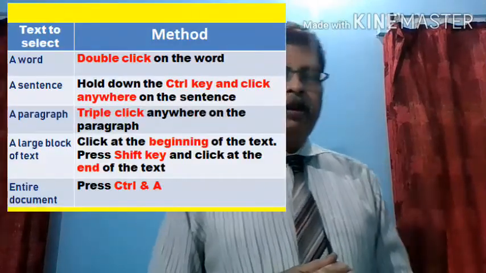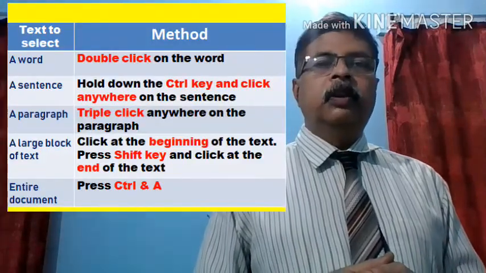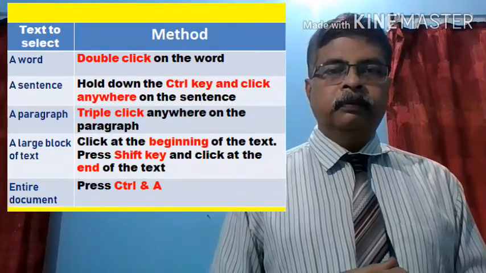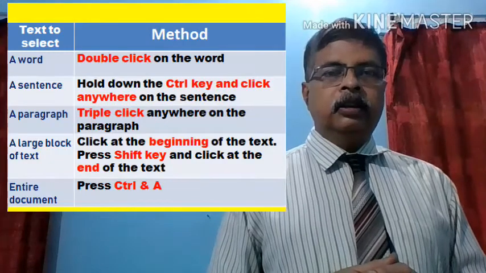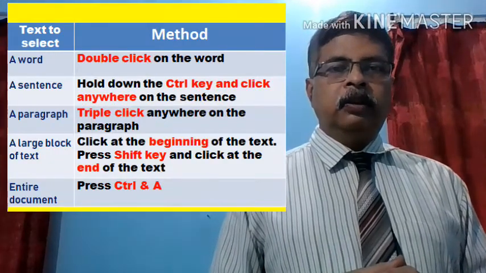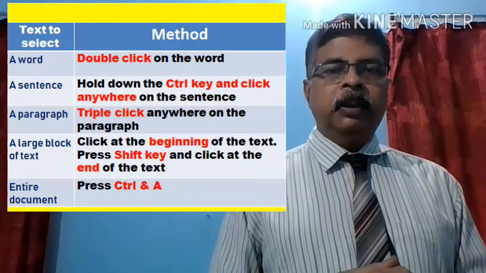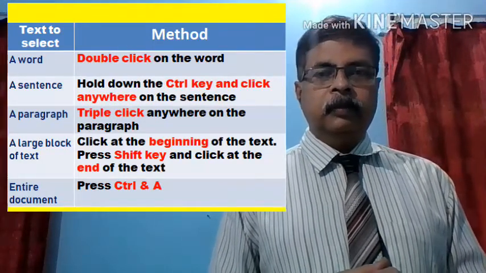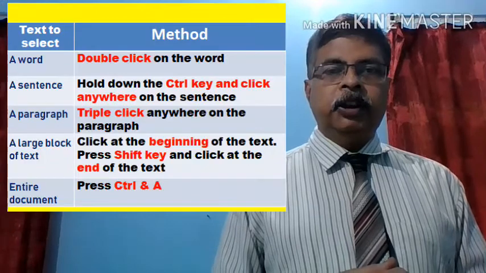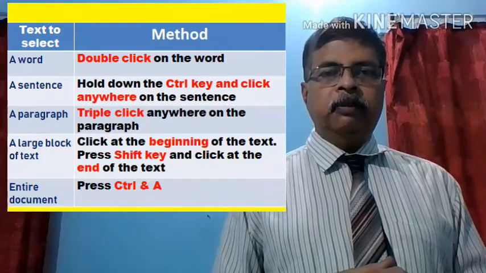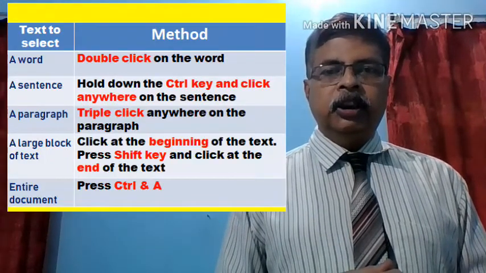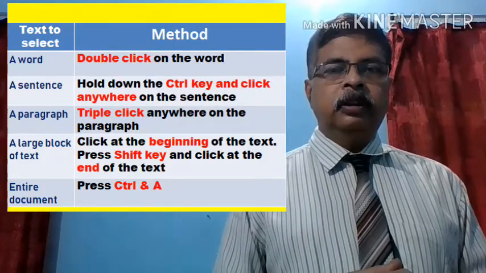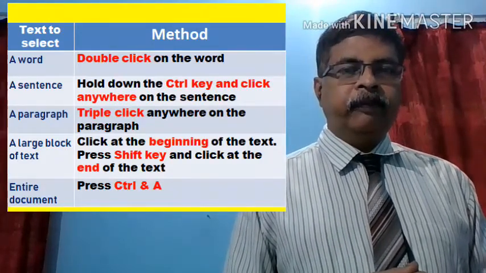The first way is selecting a word. You double click on the word to select it. A sentence, press the control key with one finger and click anywhere on the sentence. A paragraph, triple click on the paragraph. You understand triple click? Triple click means pressing the mouse button 3 times.